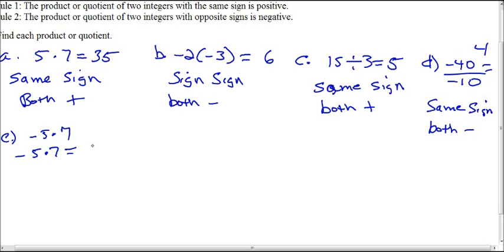But we have opposite signs. Okay? We have a negative and a positive. So if that's the case, according to the rule, our product is negative. Let's take a look at one more.